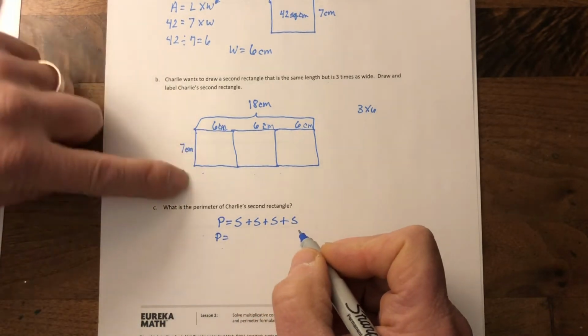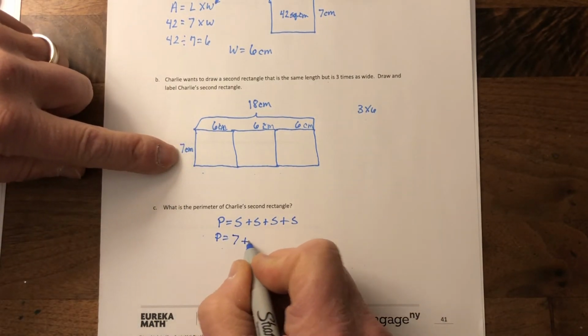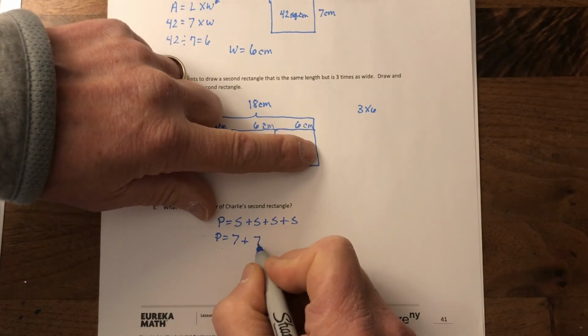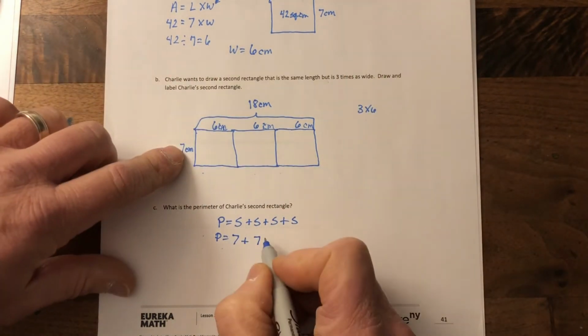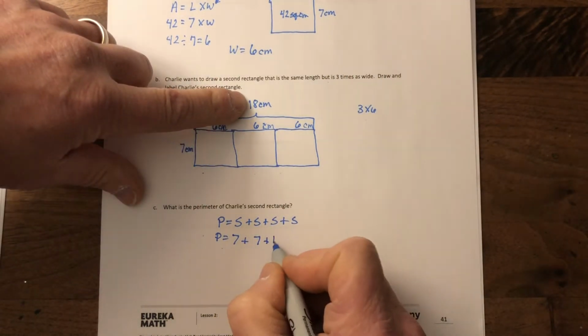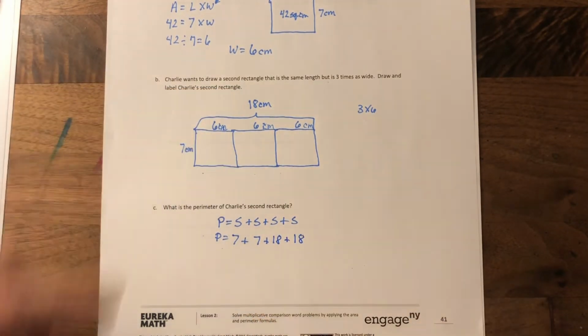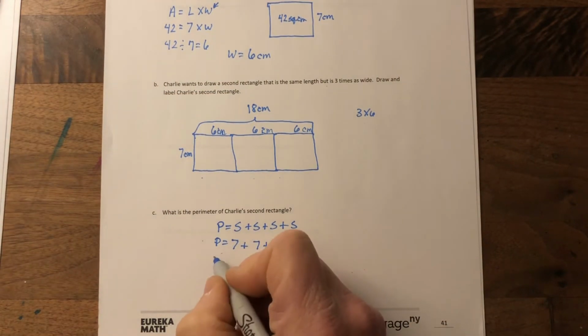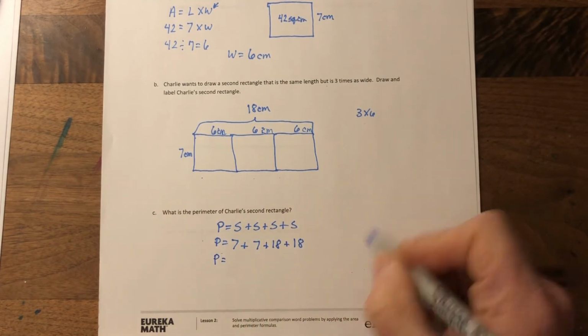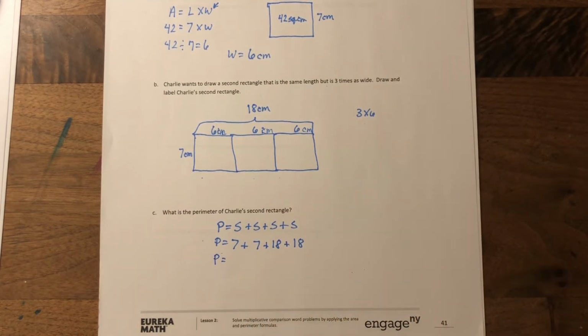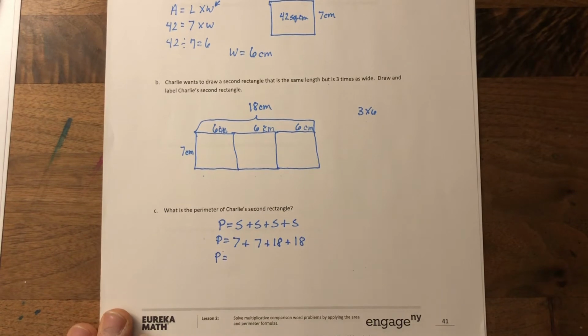So here's this side. That's 7. Plus the opposite side. That's 7. Rectangles of opposite sides are equal. Then the top side is 18. And the bottom side is 18. Okay? All right. So now I have to add this up. Feel free to use the workspace over here to add it up if you need to. Or if you can use your brain, go ahead.